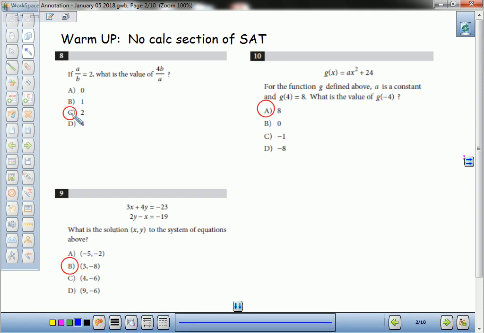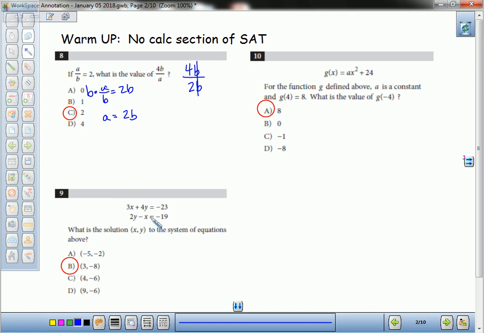Okay, so let's take a look at these. Number 8, the answer is C. A simple way to do this problem would be to solve this first equation for A, and the way we would do that is multiply both sides by B. So A is equivalent to 2B, so wherever we see A, we can just plug in a 2B. Our B's cancel, and 4 divided by 2 is 2.